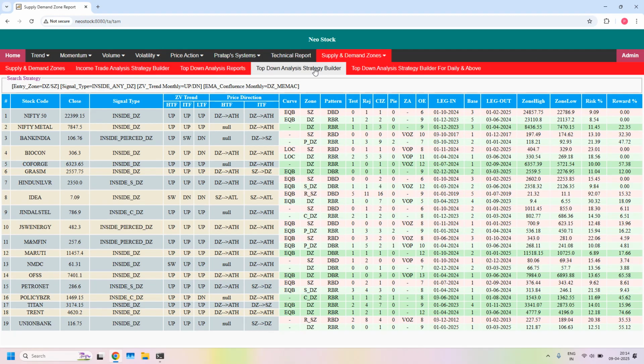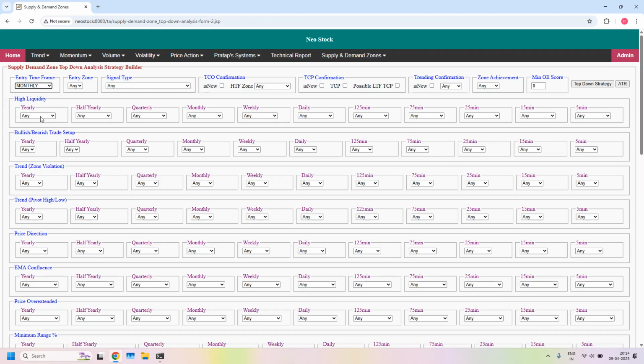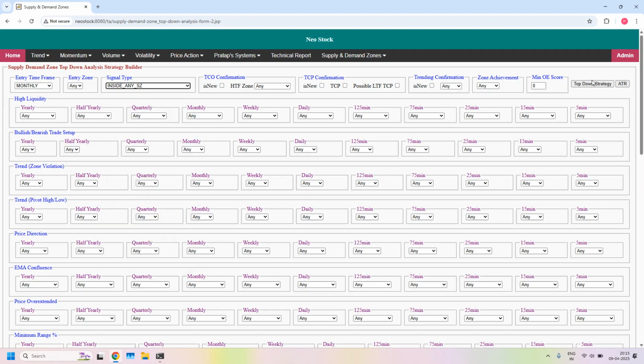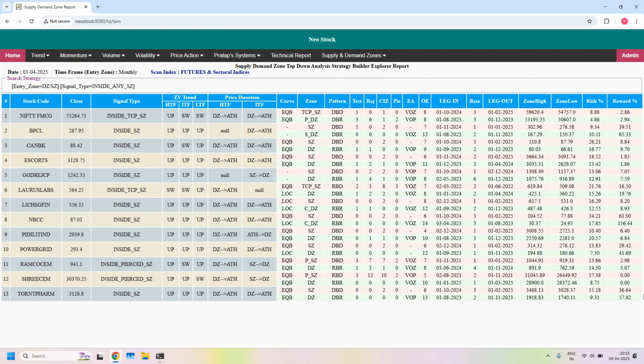Next, monthly time frame. Price closed inside the monthly supply zone. We got 13 stocks.